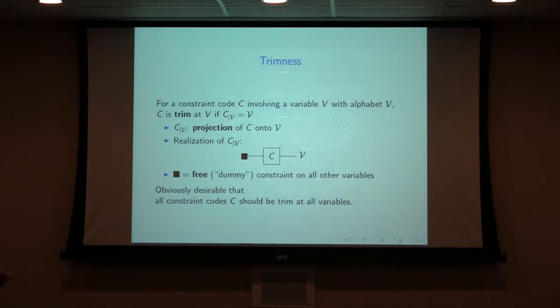Just to introduce you to my notation, this is a dummy constraint, and this can be anything. All the rest of the variables in C can be anything. And then the question is, what can V be? Hopefully it's going to equal all the values in the alphabet. If it isn't, we may as well trim it. So it's quite obvious that you want all constraint codes to be trim at all variables.